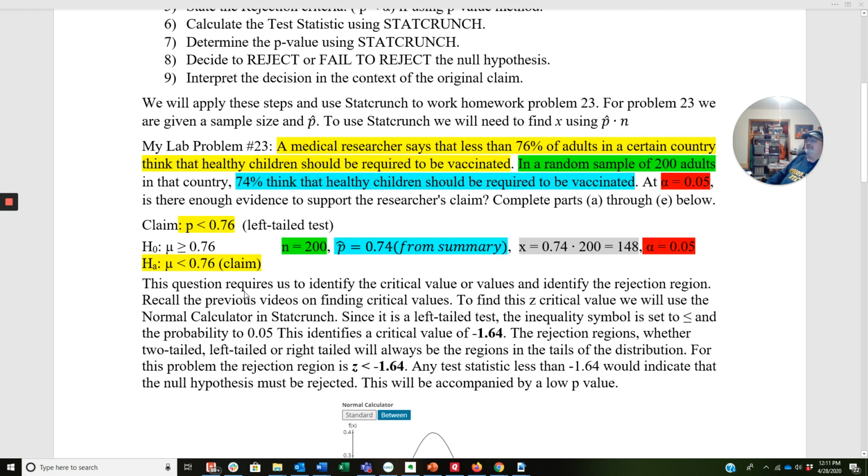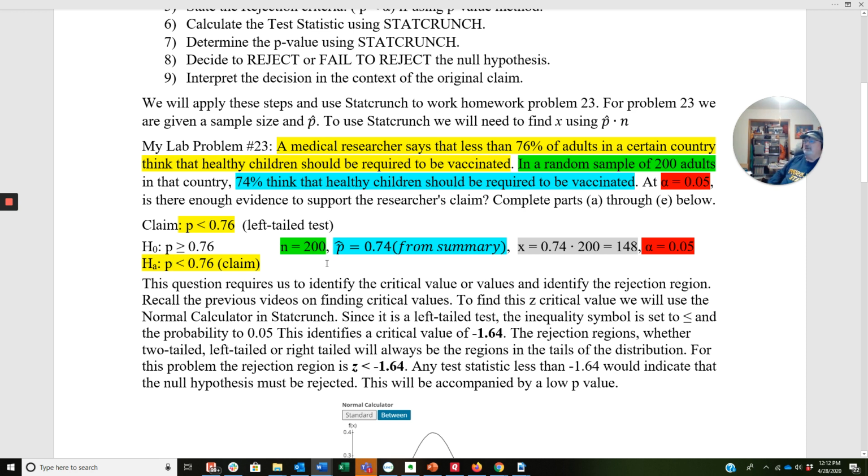So we have already identified the claim as p less than 0.76. It's a left-tailed test, which means that the claim will go down under the alternative hypothesis. And of course, the condition of equality must be in the null hypothesis, p greater than or equal to 0.76. So constructing your null and alternative hypothesis is the same as what we've been doing. Except, I don't know if anybody noticed, but there's a mistake. Both of these should be p, not mu. You can tell I copied this from a previous document, so let's fix those.